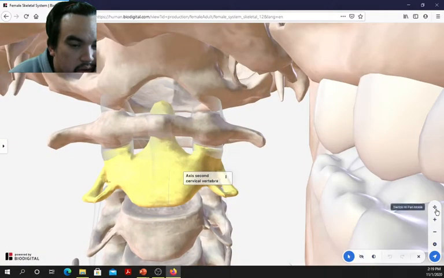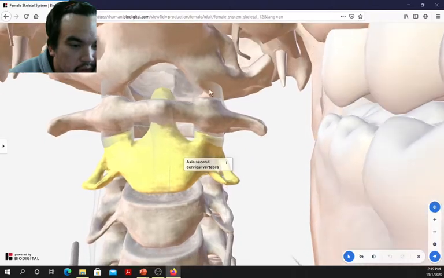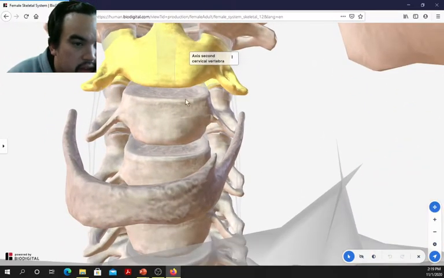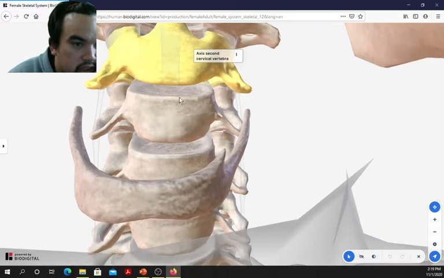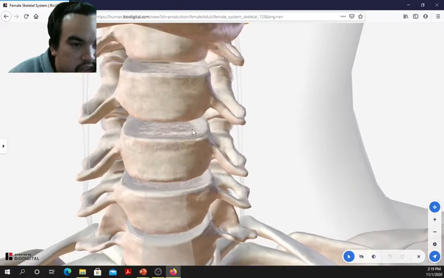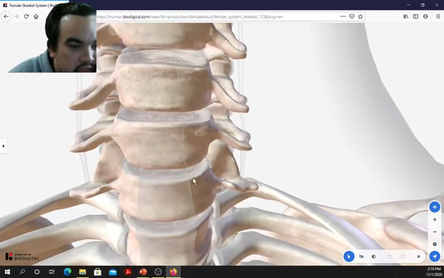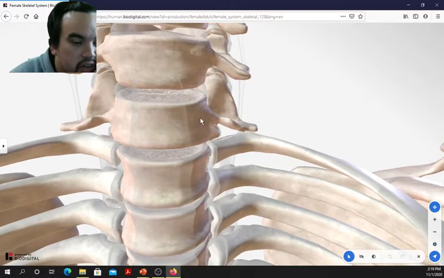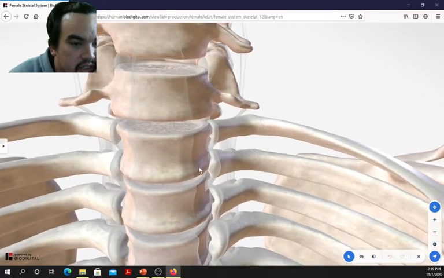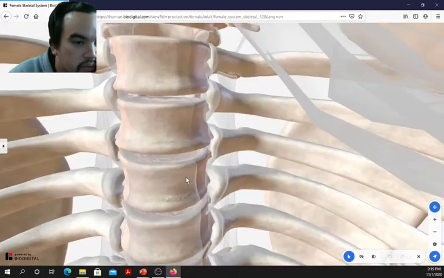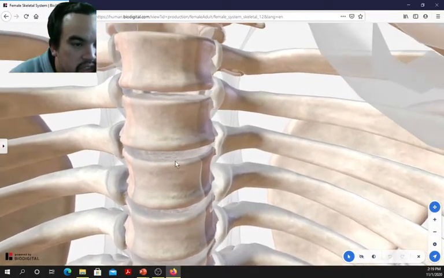That dens right there. And you can see that. And then you can see how, as we move a little more distal from the head, these start to look different, and they have bodies now, right? So they all have bodies, and they just keep increasing in size as you move lower. So this would be C7 right here, and then our thoracic as it hits the rib cage there. And you see how the bodies increase in size.